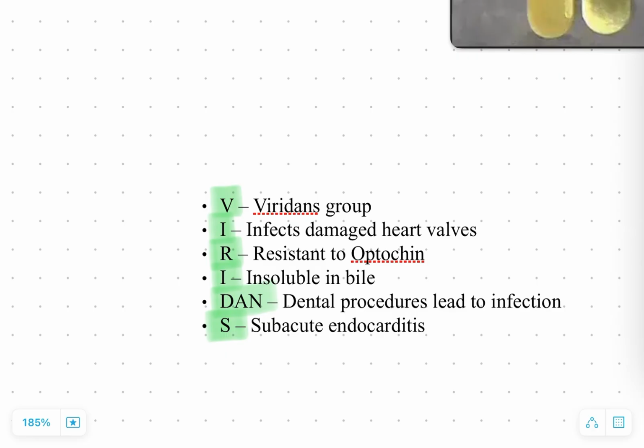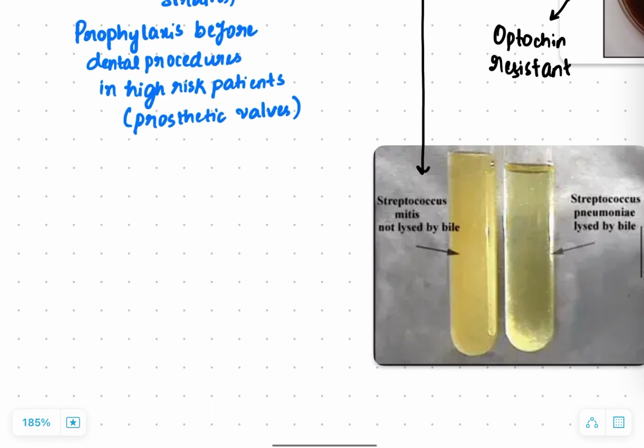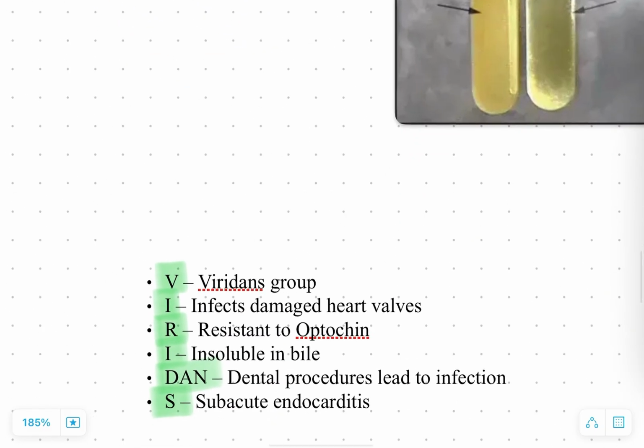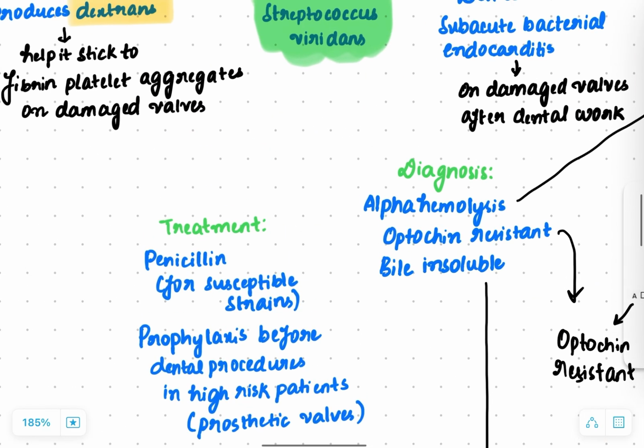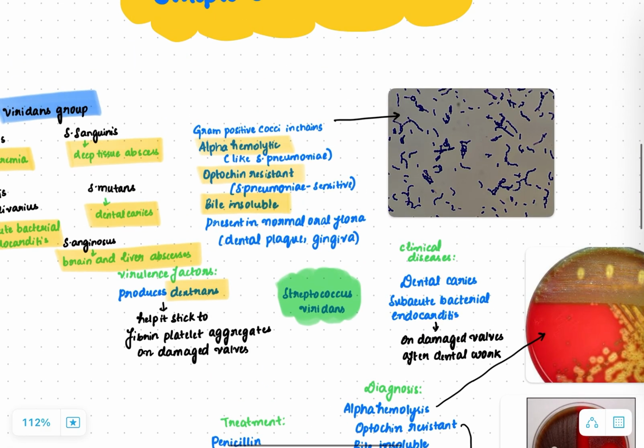We can easily remember viridans based on the mnemonic of viridans itself. V stands for viridans group, I stands for infects the damaged heart valves, R stands for resistance to optochin, I stands for insoluble in bile, D stands for dental procedures leading to infections, and S stands for subacute bacterial endocarditis. Subacute bacterial endocarditis is the most common thing caused by the viridans group. So these are the important points in Streptococcus viridans.